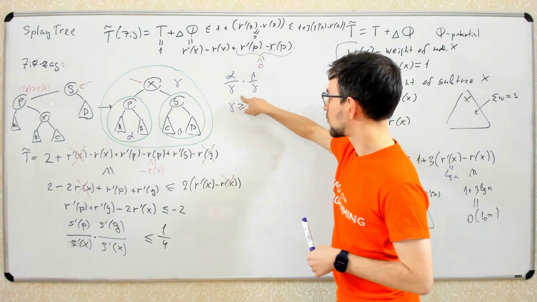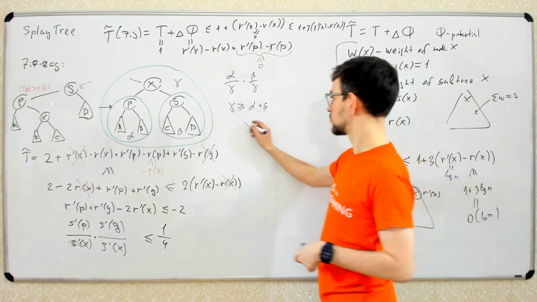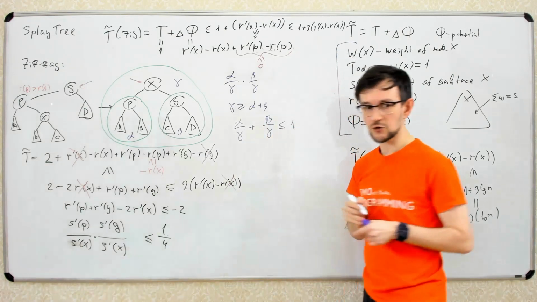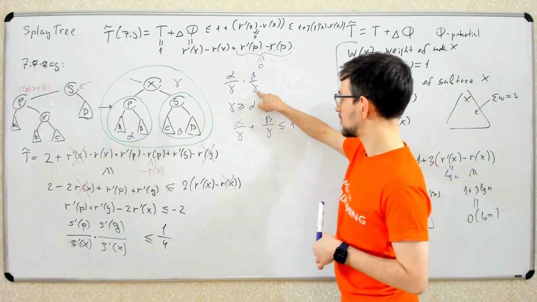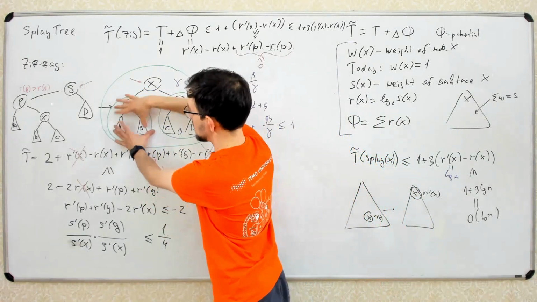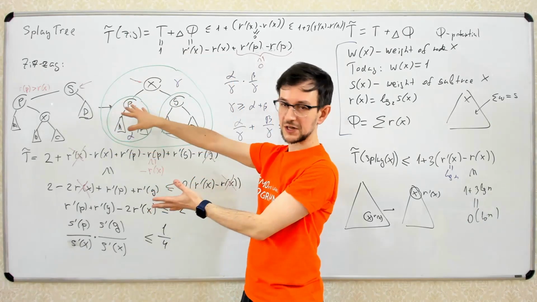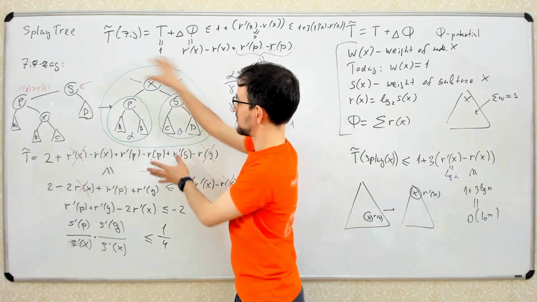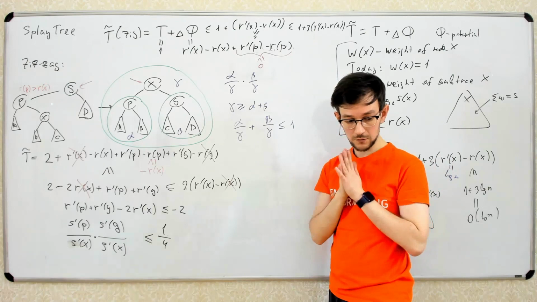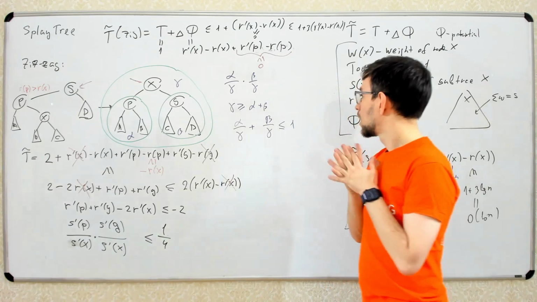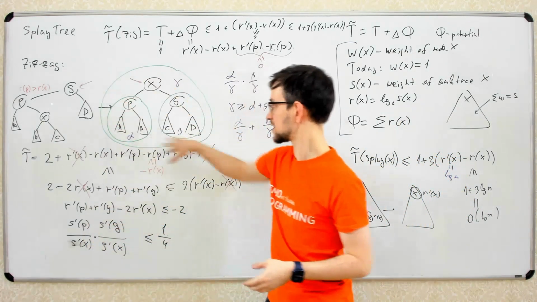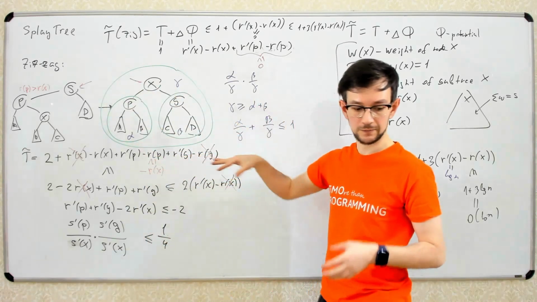Now let's see. These two fractions have a sum no more than one. So if you look at the sum of these two fractions, it is less or equal than one, because this gamma is just the sum of these. You can think about it very easily. This is the size of this set divided by this whole set, and this fraction is the size of this small set divided by the size of this whole set. So the sum of these two fractions is no more than one. And these are these two fractions: this is the size of the left divided by the size of the whole, and this is the size of the right divided by the size of the whole tree.